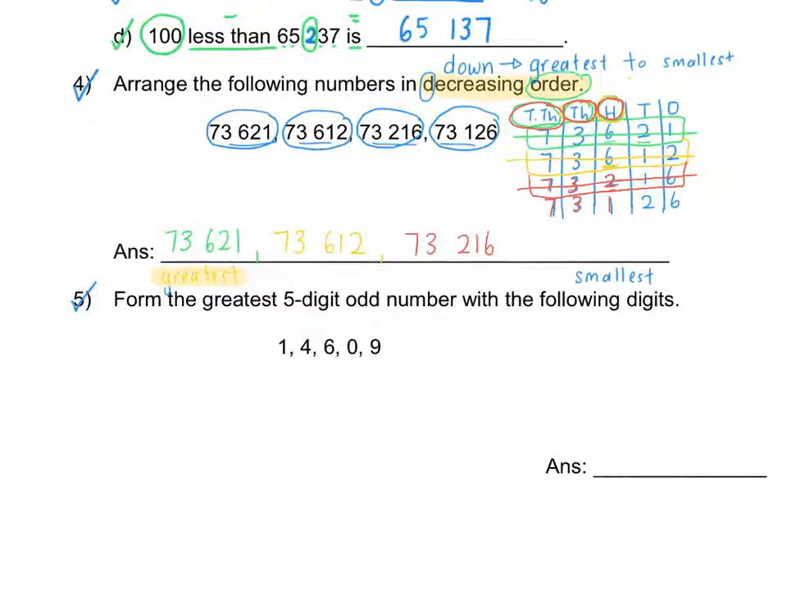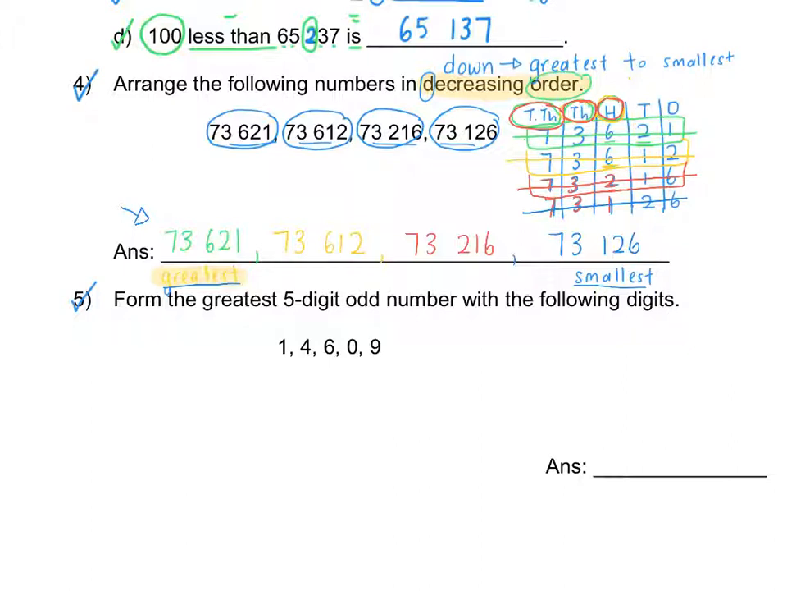And therefore, we have our very last number as the smallest number, which will be 73,126, and we strike it off. So this will be the answer for question 4. When we arrange the numbers in decreasing order, that will be from the greatest number to the smallest number, and the answer is as shown over here.